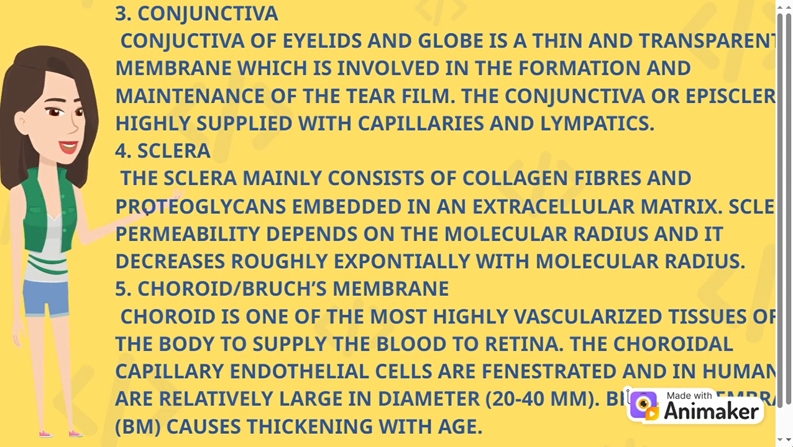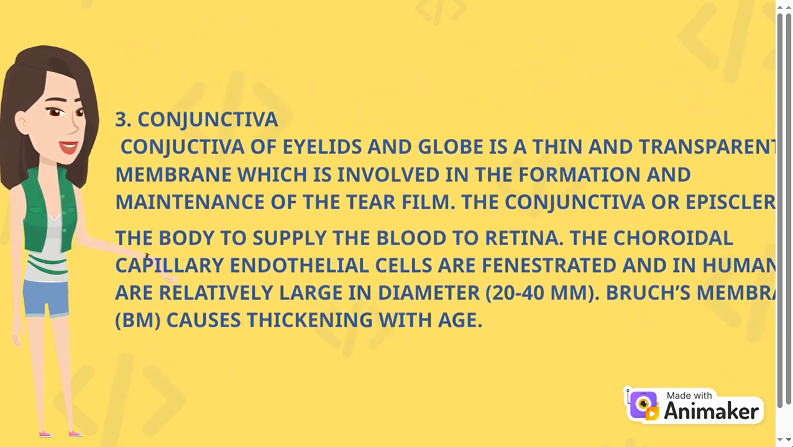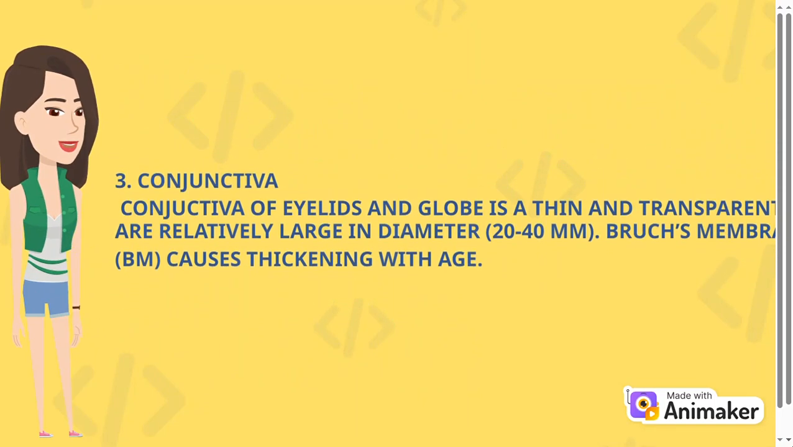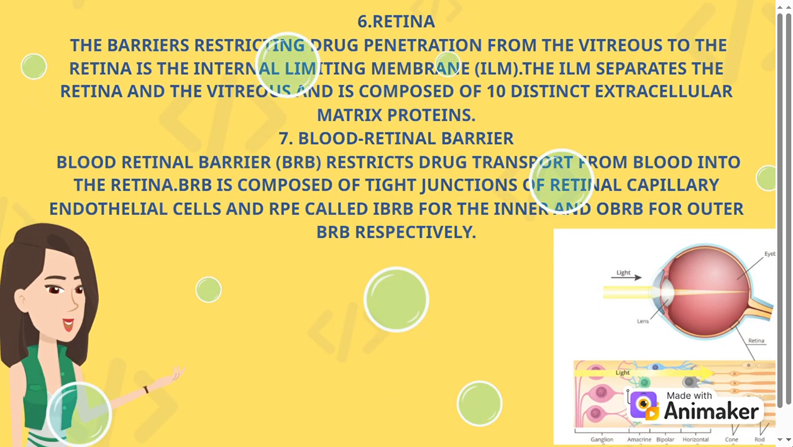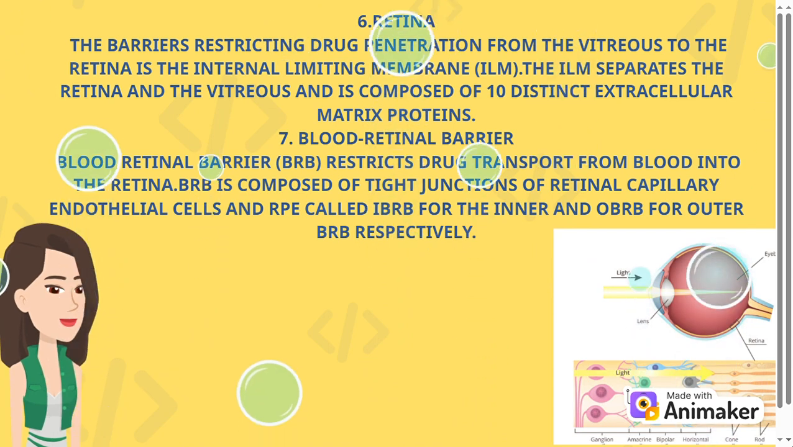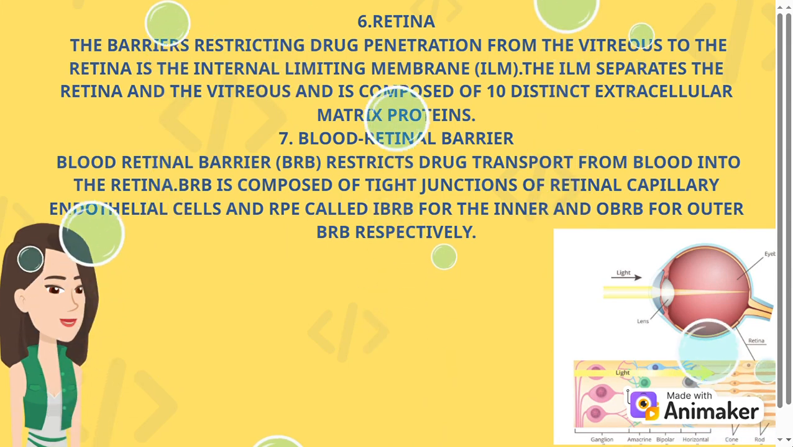5. Choroid/Bruch's membrane. The choroid is one of the most highly vascularized tissues of the body, supplying blood to the retina. The choroidal capillary endothelial cells are fenestrated and in humans are relatively large in diameter, 20 to 40 µm. Bruch's membrane, BM, causes thickening with age. 6. Inner limiting membrane, ILM. The ILM separates the retina and the vitreous and is composed of 10 distinct extracellular matrix proteins.